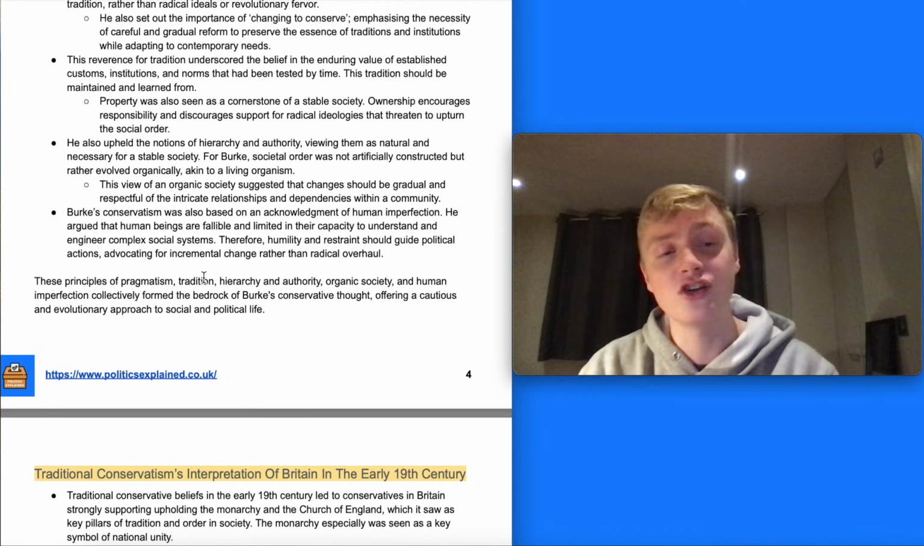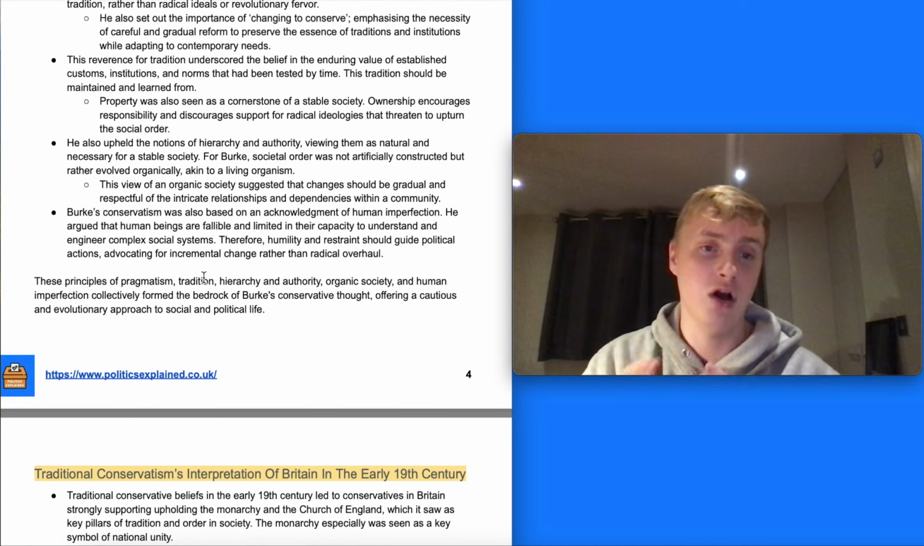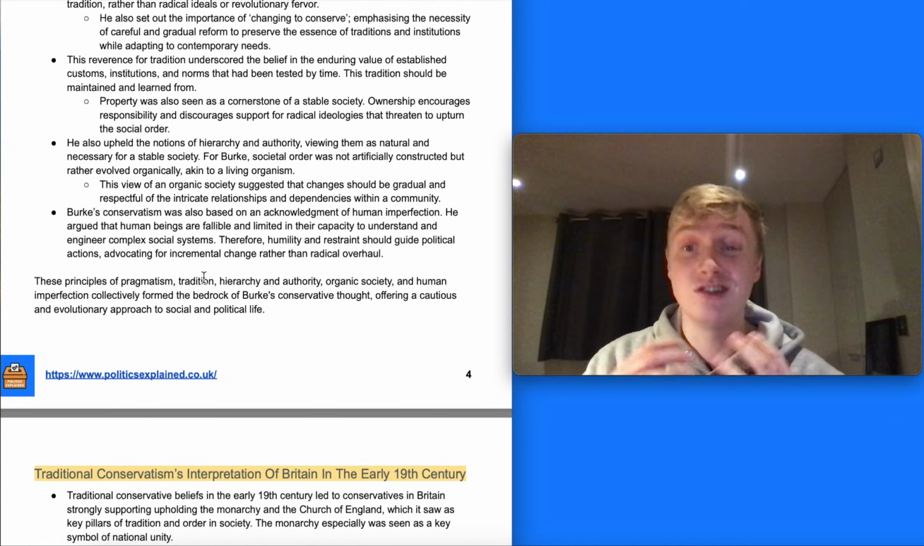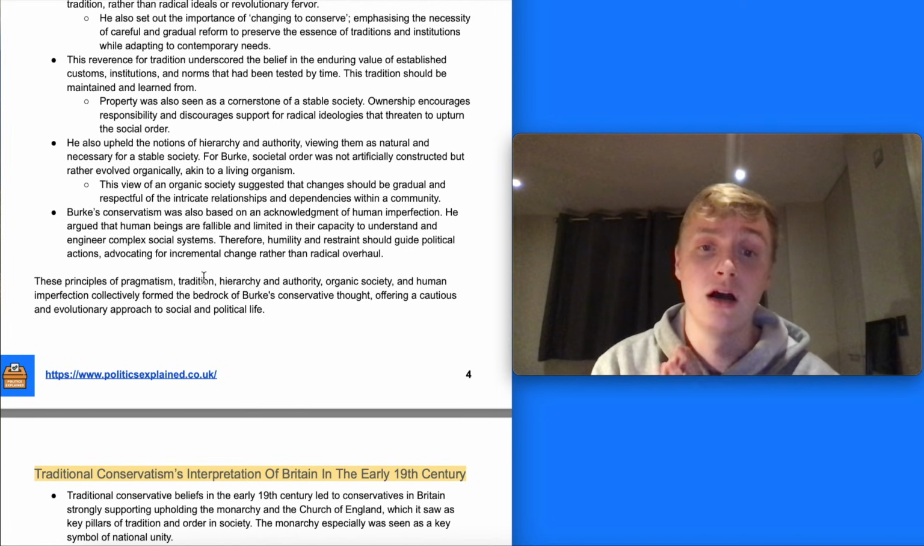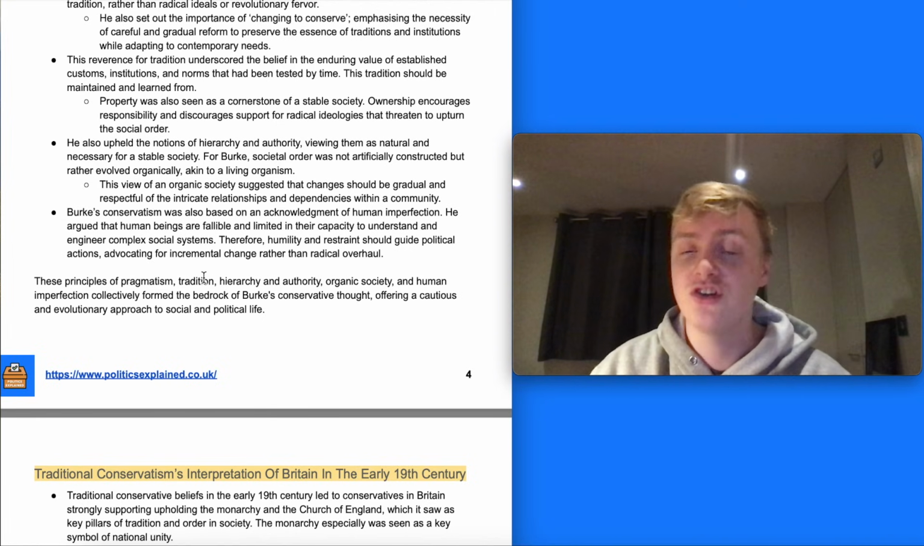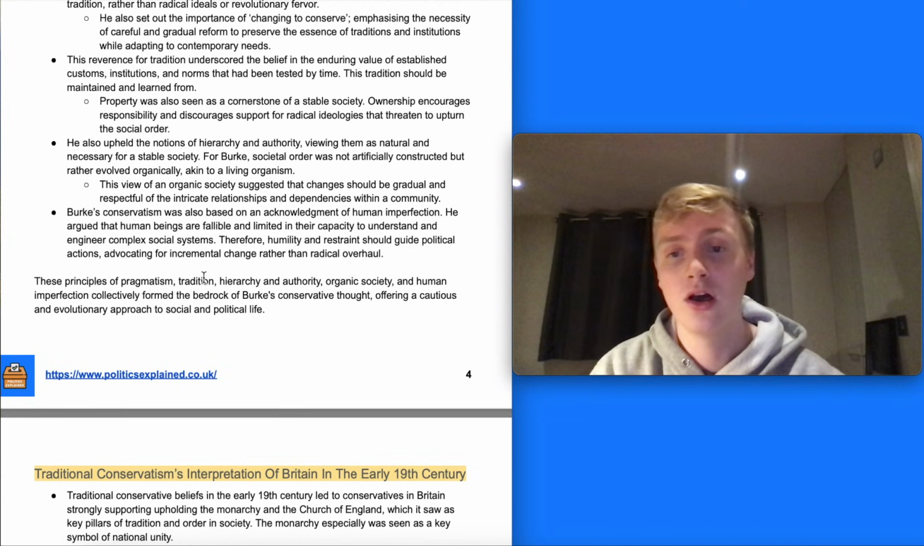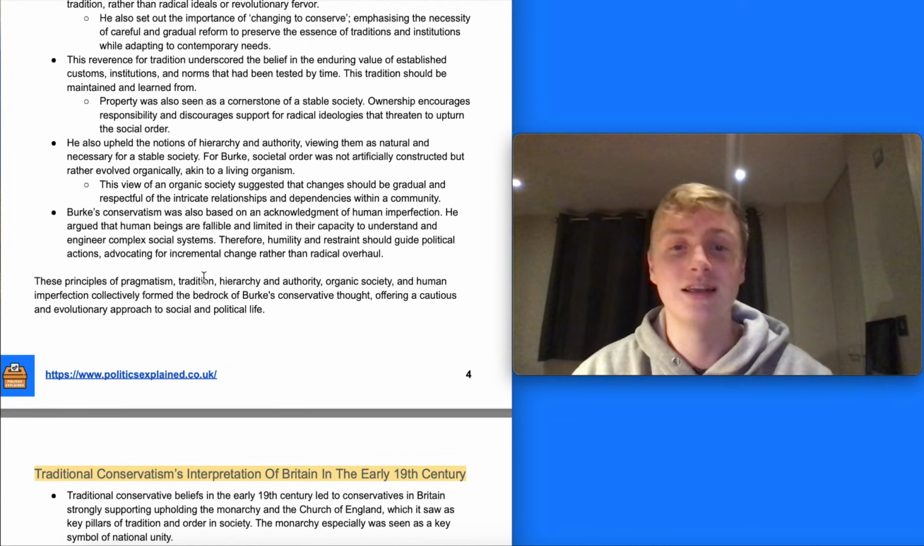So these key principles, pragmatism, tradition, hierarchy and authority, organic society, human imperfection, form the real bedrock of Burke's conservative thought, form the bedrock of conservatism, but in particular traditional conservatism, with a real focus on a cautious, evolutionary approach to society and political life and change, rather than a radical idealistic approach.